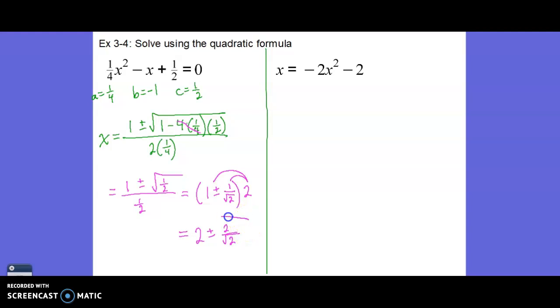I think I'll let you leave your answer not rationalized. But if you were to rationalize that denominator, the best answer would be 2 plus or minus root 2. Because as you rationalize that denominator, you would have 2 root 2 over 2, and then the 2's would cancel. So this is an acceptable answer as well. I want to stay away from you guys using the graphing calculator to give you decimal answers. I'd rather see exact answers that are not completely simplified.